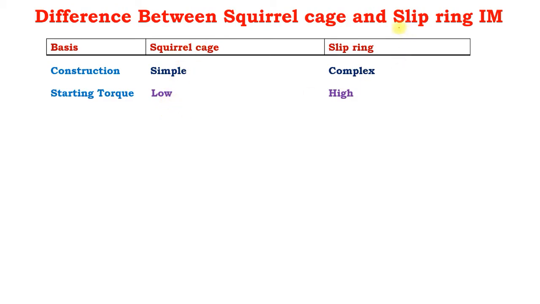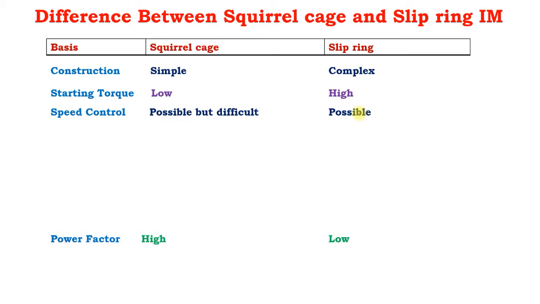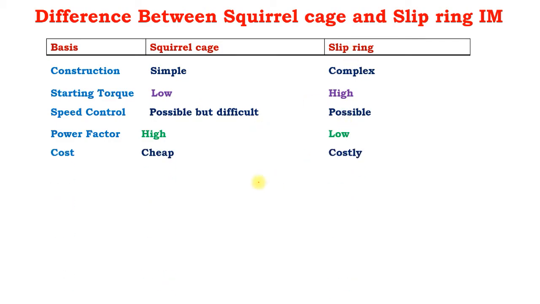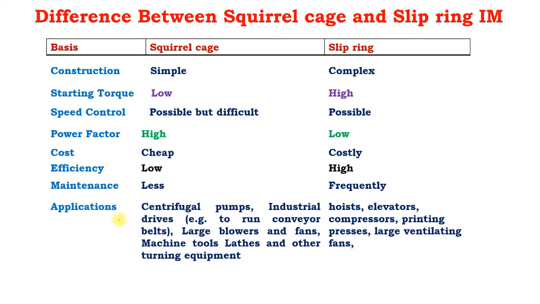The second one is starting torque. The squirrel cage has low starting torque; the slip ring has high starting torque because of the addition of external resistance. Speed control is possible but difficult in the squirrel cage. In the slip ring it's very easy because of that external resistance. The power factor of the squirrel cage is very high, and in the slip ring it is low. Cost wise, the squirrel cage is cheap and the slip ring is costly. The efficiency of the squirrel cage is low compared to the slip ring. And maintenance is very little because the construction of the squirrel cage is very simple compared to the slip ring.